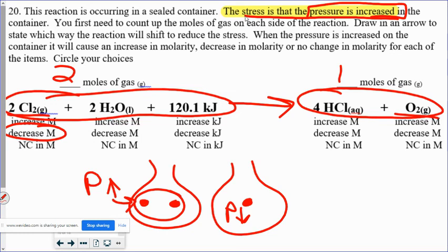Some water molecules are going to be used up as well, but again, their molarity will not change, so it's a no change. Some energy is treated just like an element off the periodic table. It will be used. You need energy to go along with these. And what will it make? It will make some more HCl. It will make some more O2. And those will go up.